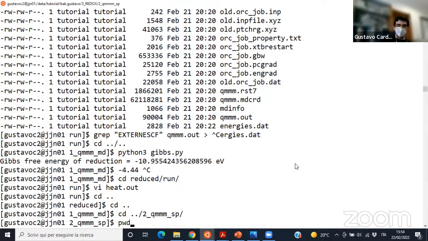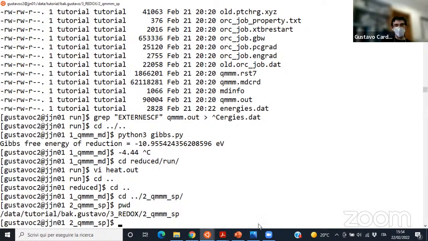Okay, so let us make a PWD again. We're in this part here, tutorial 2 QMMM. What's going to be the difference between this case and the first case? Could somebody tell me what will be the difference?